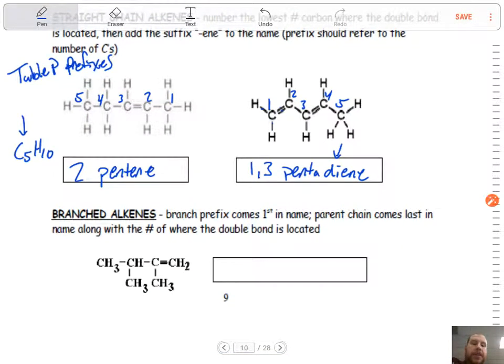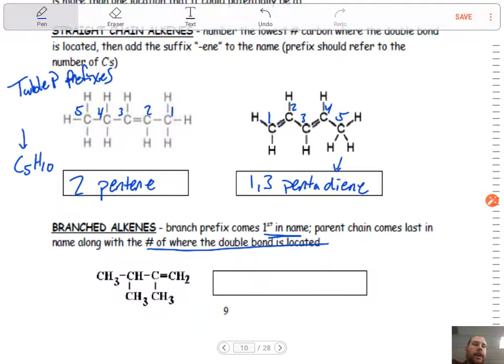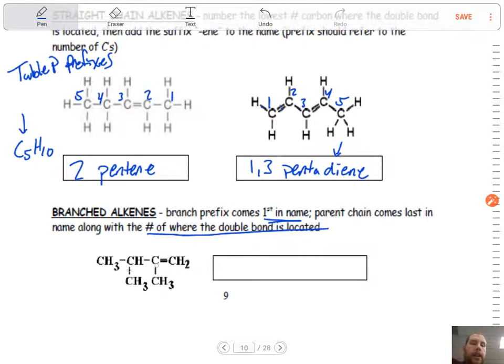Now, branched alkenes. This is where it gets a little more challenging, just like with the alkanes. The branch prefix comes first in the name. The parent chain comes last, just like we did with alkanes, along with the number of where the double bond is located. One thing you want to remember, though, guys, is the double bond is going to dictate the number system. So here, if we count out our longest chain, I could go 1, 2, 3, 4, or I could go 1, 2, 3, 4. So it's going to be 4 either way.